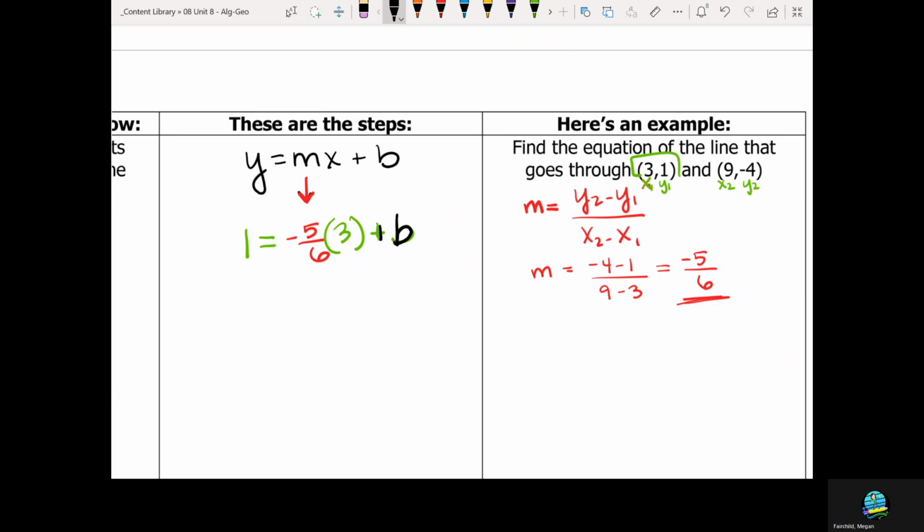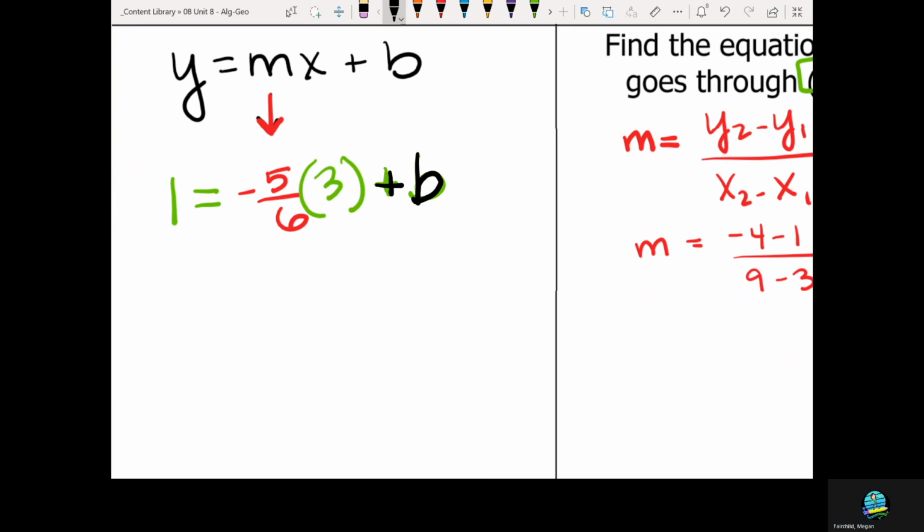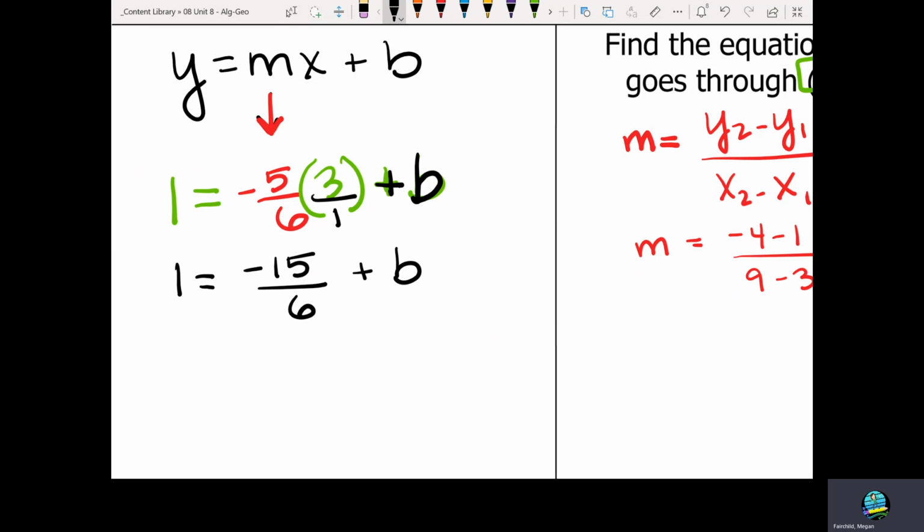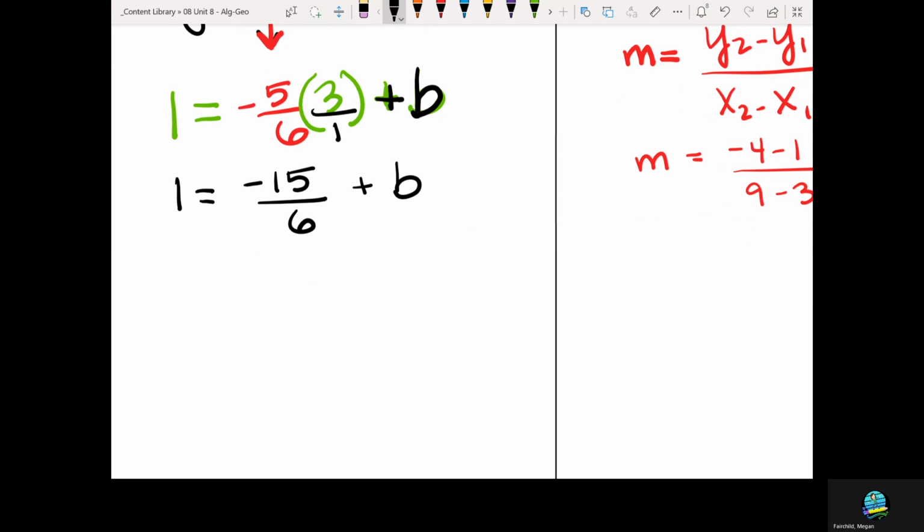All right. Fractions times a whole number. Do we remember how to do that? Top times top. Bottom times bottom. Okay, so 1 equals -15 over 6. Now we need to solve for b. What do we do to get b by itself? Claire? To both sides, right? Yeah, I add 15 over 6 to both sides.